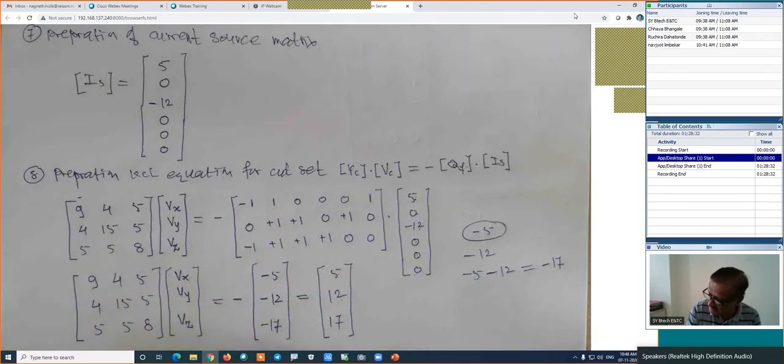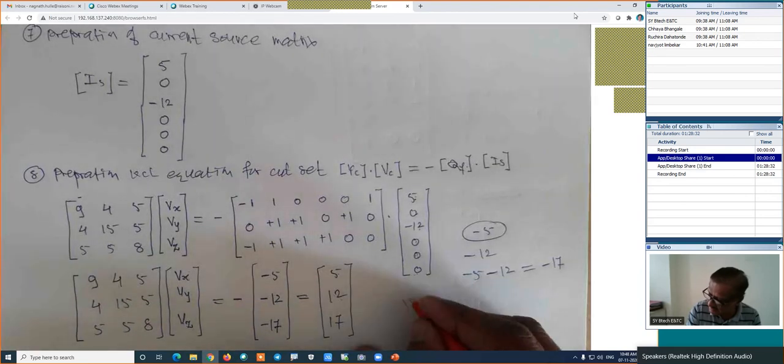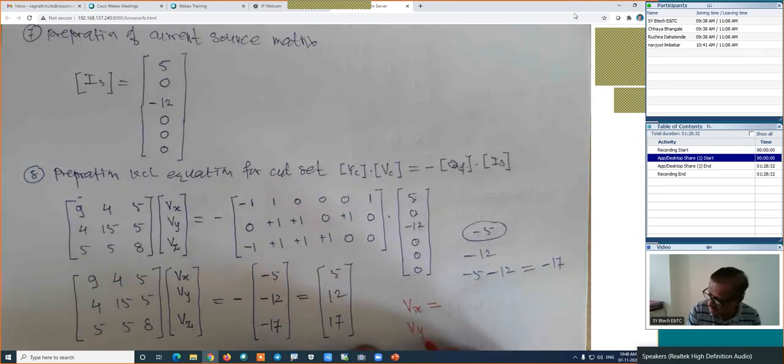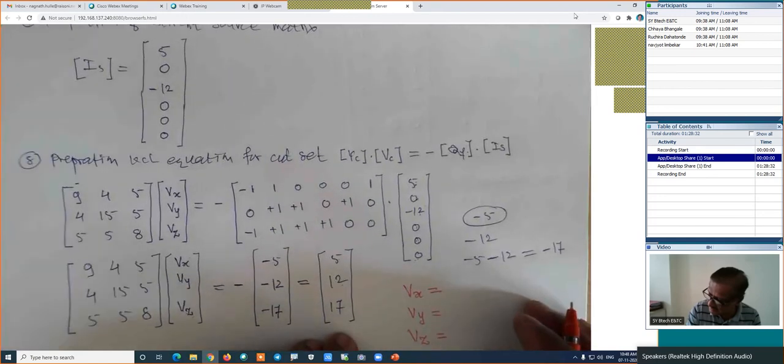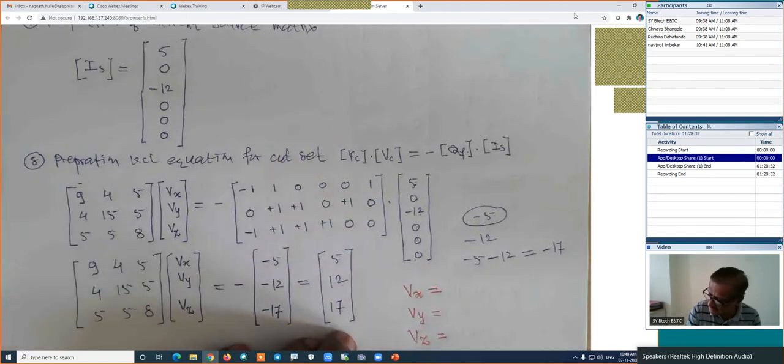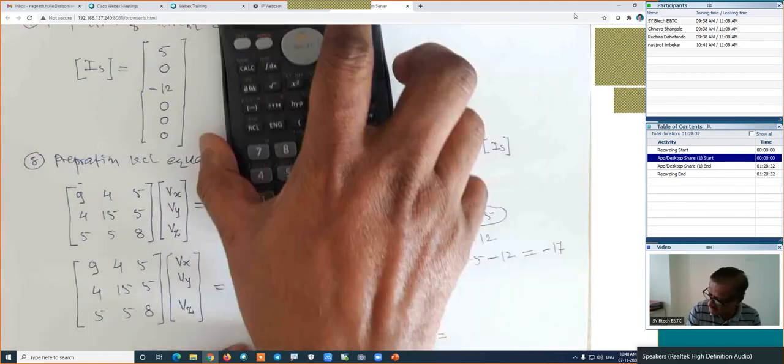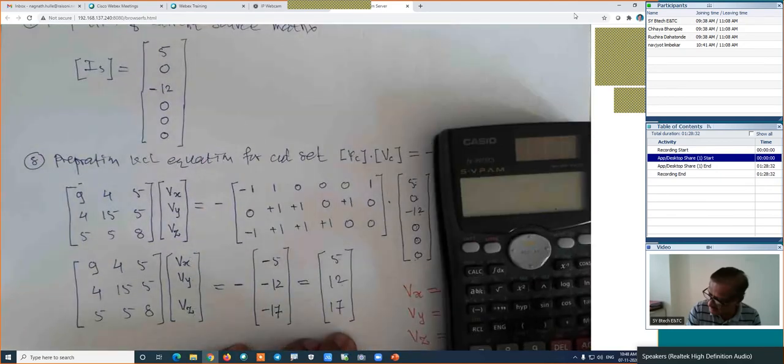Now I will use the calculator and find out the potentials, which are Vx, Vy and Vz. These potentials are nothing but the node voltages, or indirectly the cut set voltages. We will find out the cut set voltages. I will use the calculator and find out the values.